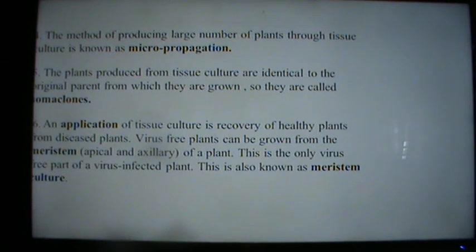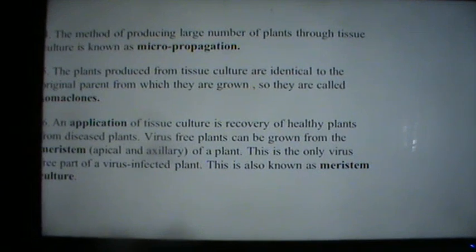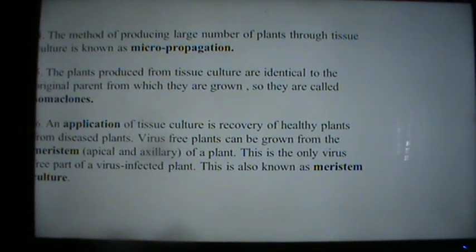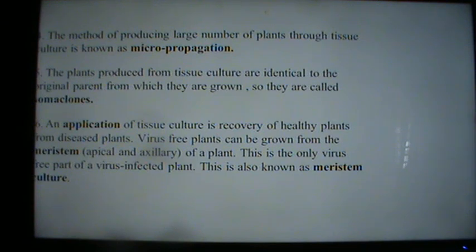Then we had seen that this method of producing a large number of plants through tissue culture is known as micropropagation. The plants produced from tissue culture are identical to the original parent. These plants are known as somaclones, because the hybrid variety which is grown has similar genetic characteristics as the parent.